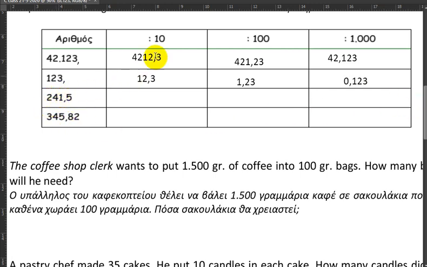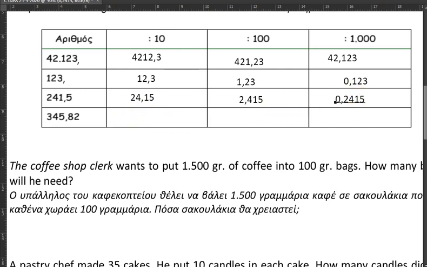Μετά 241,5. Δια 10 θα πάει μία θέση αριστερά, θα γίνει 24,15. Δια 100 θα πάει 2 θέσεις αριστερά, οπότε 2,415. Δια 1000 θα πάει 3 θέσεις αριστερά, μπροστά από το 2. Και όπως είπαμε και πριν, δεν γίνεται να ξεκινάει αριθμός με κόμμα, οπότε 0,2415. Και ναι, μπορείτε να το πείτε και έτσι, δεν είναι ανάγκη να πείτε ολόκληρο τον αριθμό με ένα κόμμα, μπορείτε να το λέτε και ψηφίο ψηφίο.